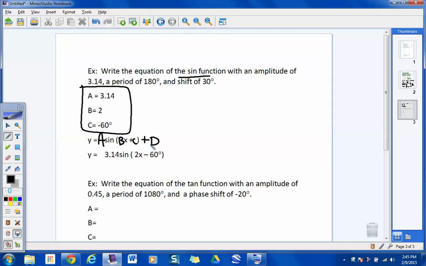You okay with that? Okay. All right, first of all, do you understand why a is 3.14 in this? It's the amplitude, okay? You just throw that in for amplitude. So that's got to take the place of a.